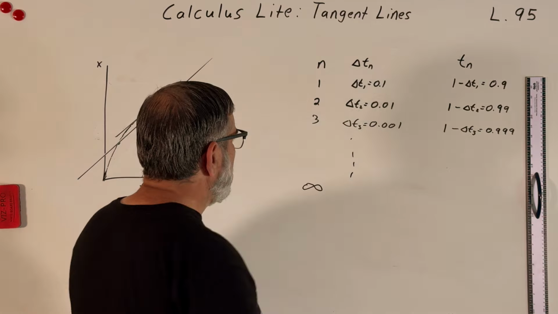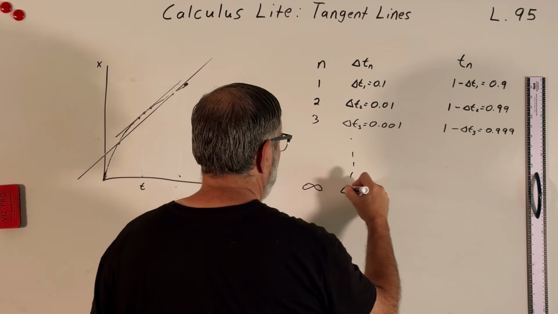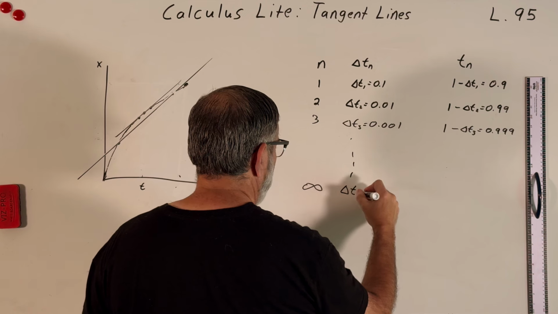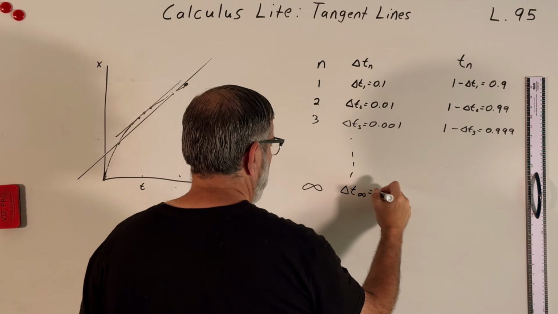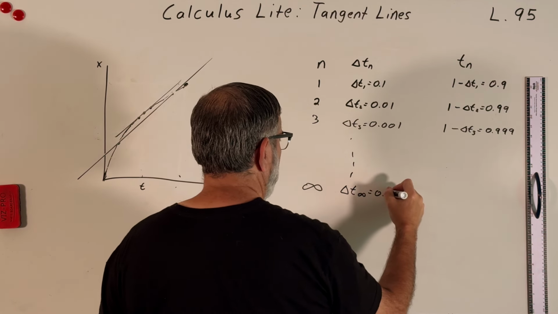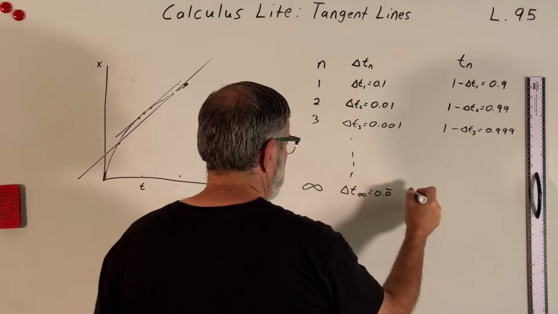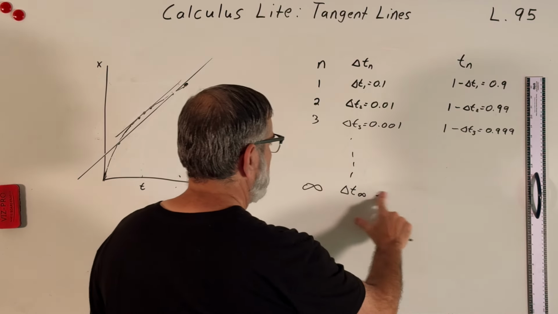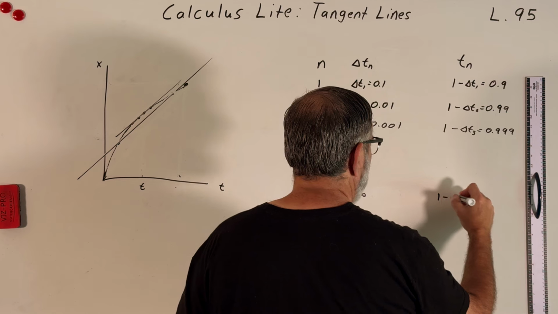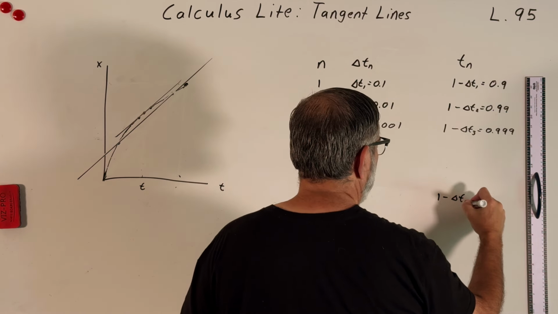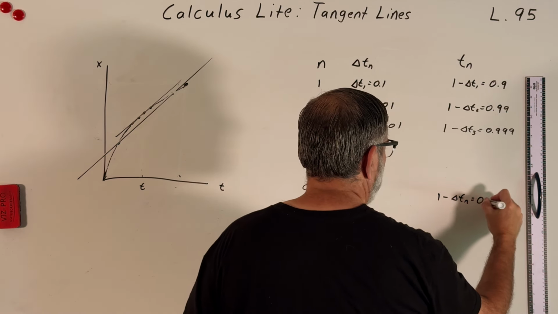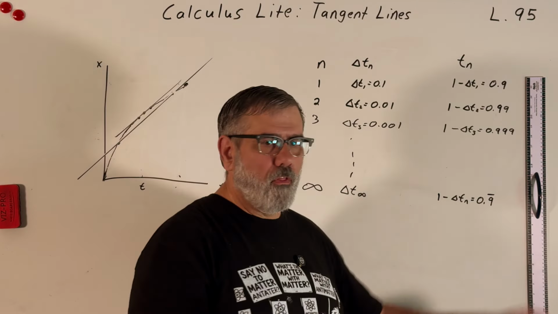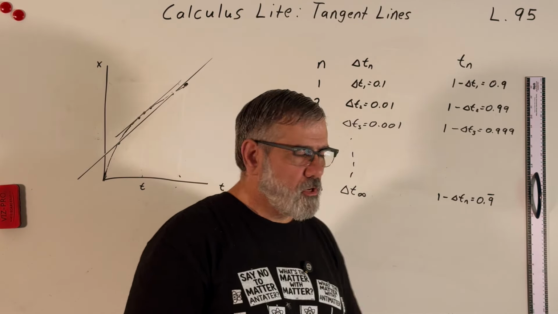All the way to n equals infinity, where I don't really have a way to write a delta t infinity, I guess. It's just a whole bunch of zeros, and then finally, I guess, a 1. You can't even really write it, right? So let's just say that. That's going to be 1 minus this delta t n, which is going to be equal to 0.9 repeating forever. That's how we write it, right? That means it's just 9's all the way back, right?